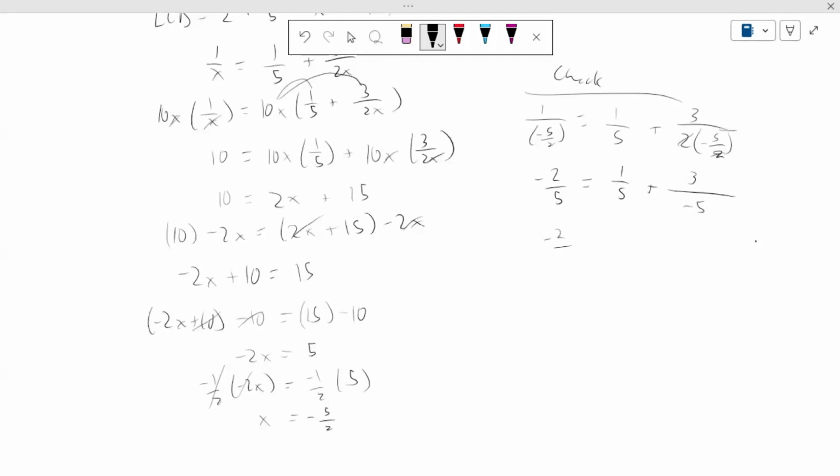So here, negative 2/5 is equal to 1/5, right? 3 divided by negative 5 is the same thing as negative 3/5, so I'm really subtracting 3/5 here. So I have negative 2/5 is equal to, common denominator, 1 minus 3. So negative 2/5 is equal to negative 2/5. Check. Okay, it worked. That's great.